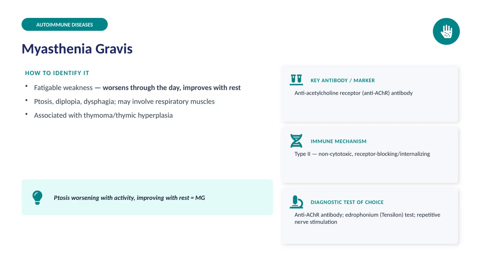Myasthenia gravis is characterized by fatigable weakness, meaning muscle strength worsens as the day goes on and improves with rest.